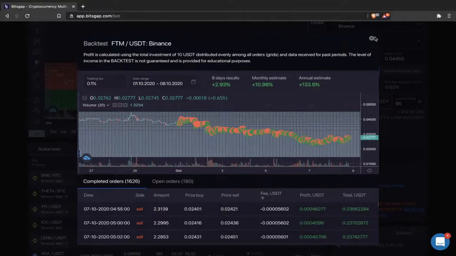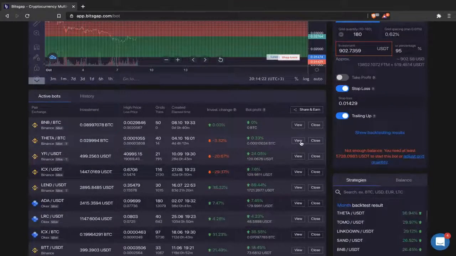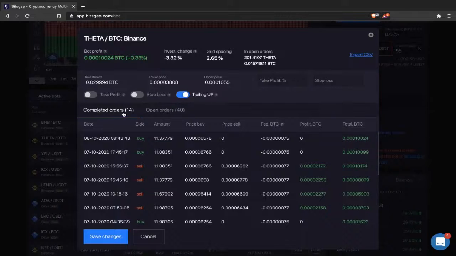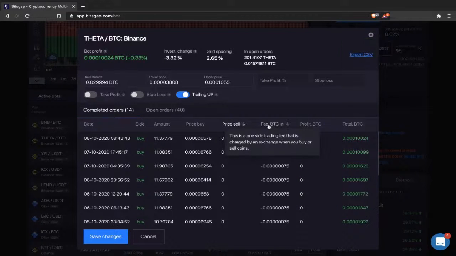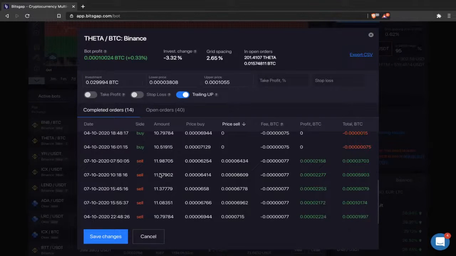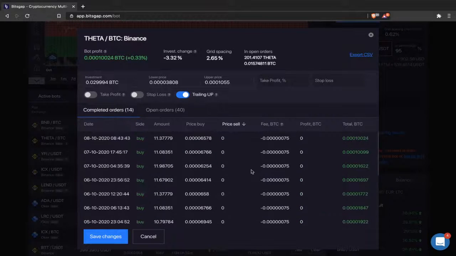Fees taken into account, and even in your active bots, if you click on view, you can find all of the completed orders, the exact amount it purchased, at the price at which it purchased, and the fees it paid, and the total profit generated at that date, at that point it sold the price or purchased the base currency. So all information is provided here. Yeah. So I hope you now understand.